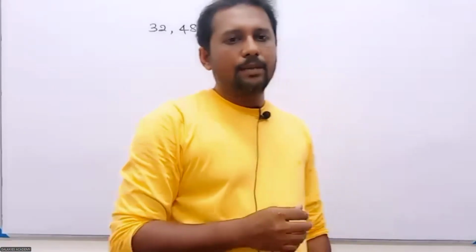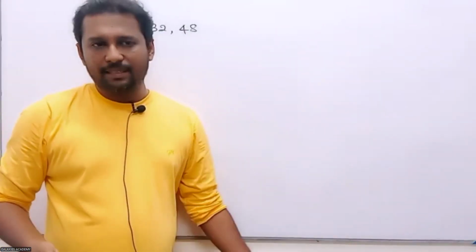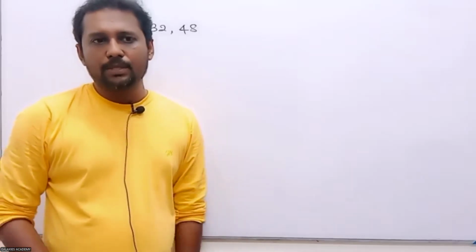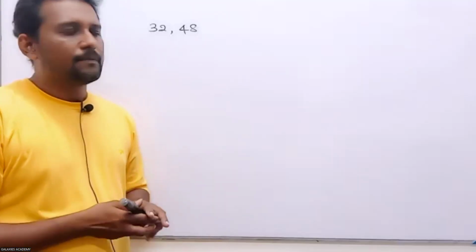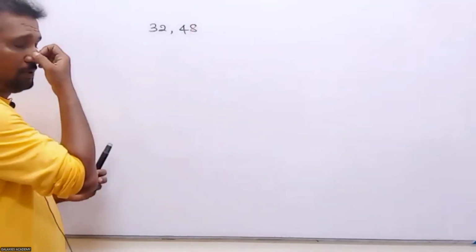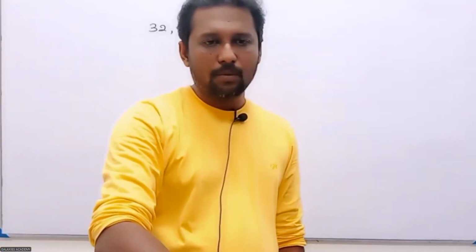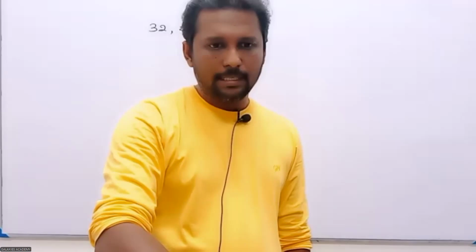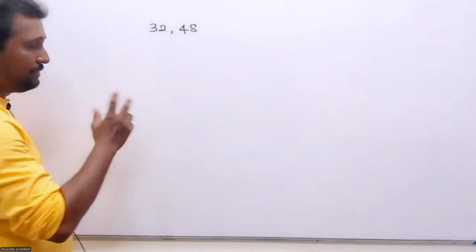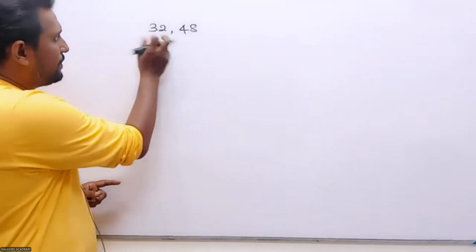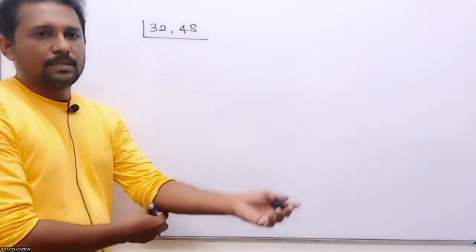There are two methods you can use to find the LCM. If you want, you can use the prime numbers method. If you want, you can use the division method. I will use the division method for this one. LCM means what? Least common multiple, right? Look at how you can use the division method. These two numbers I will divide together by prime numbers.